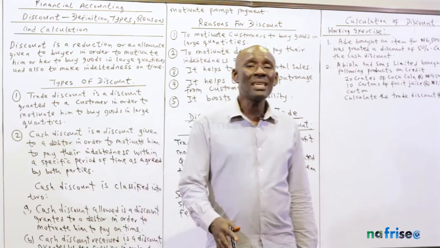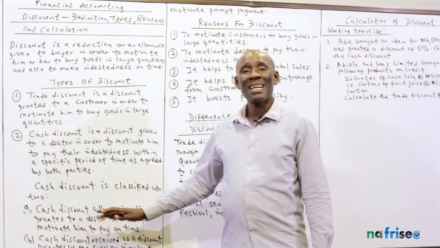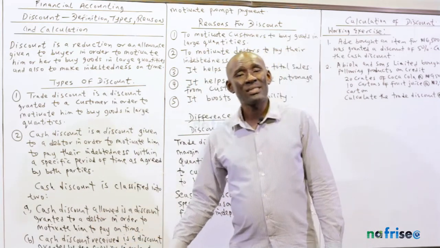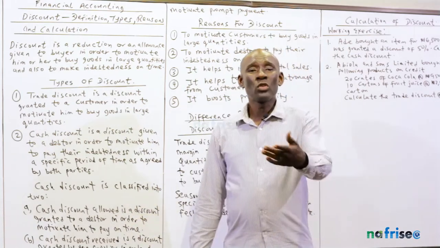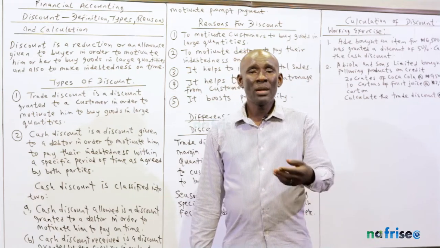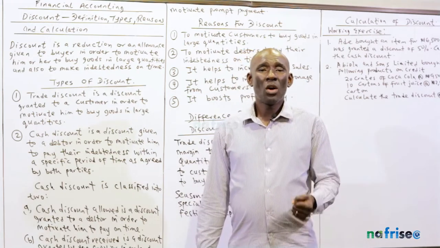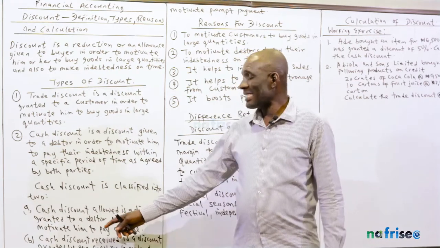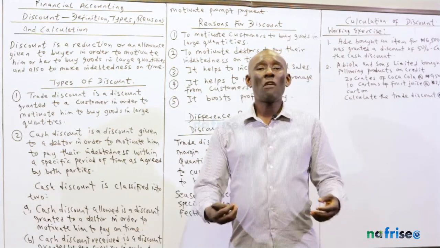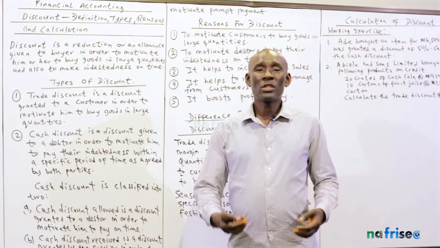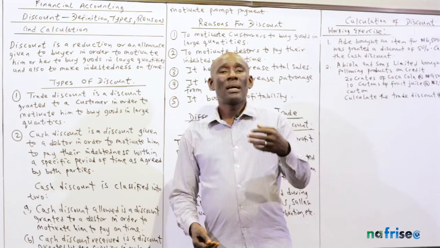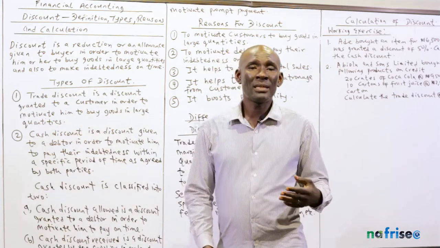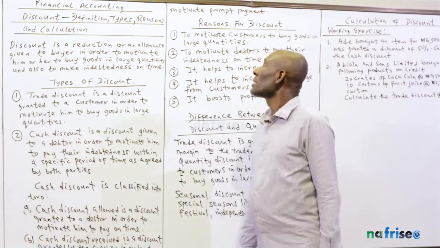So you can see the basic difference between cash discount allowed and cash discount received. Whereas the cash discount allowed is given to a customer for him to make payment of his indebtedness on time, the cash discount received is offered by the supplier to the organization for the organization to make payment of their indebtedness on time.